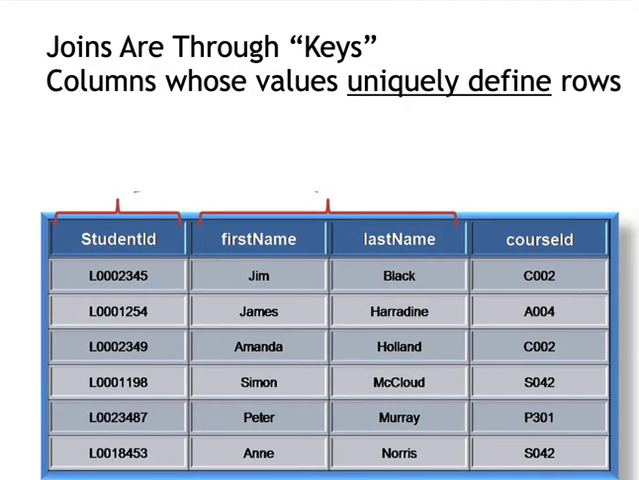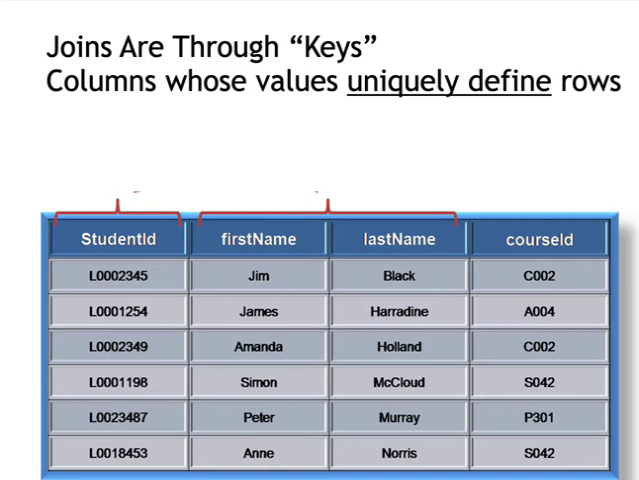Now, the joins are through keys. And keys are columns that uniquely identify the rows. We often use keys in building databases and tables, like a student ID or a part ID or a social security number. It's something that if we know that value in the key column, we know the values of all the other columns in that row.